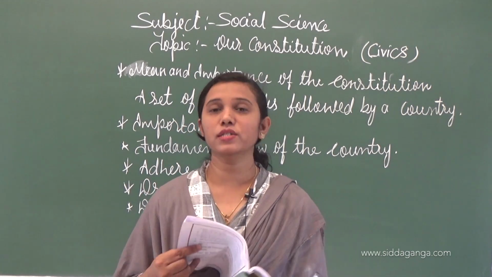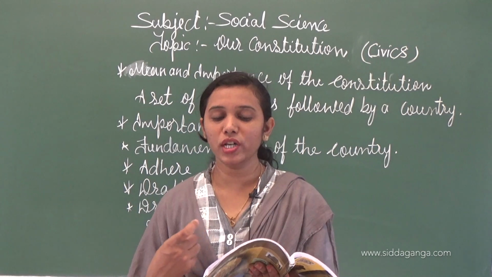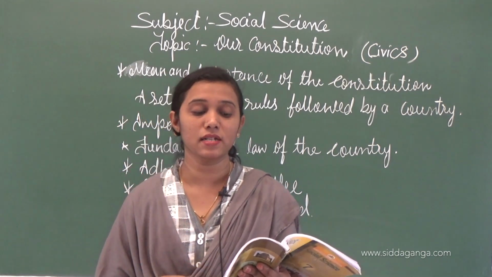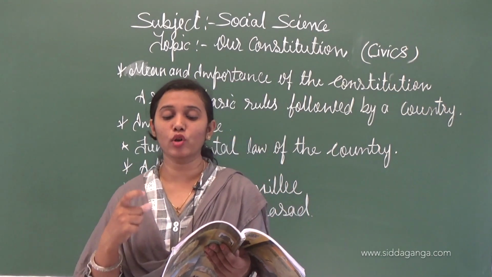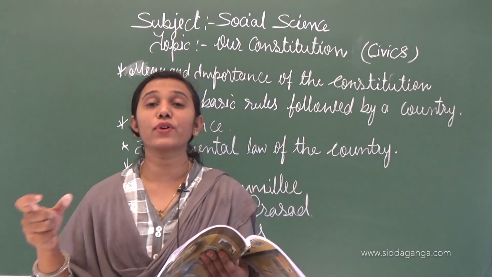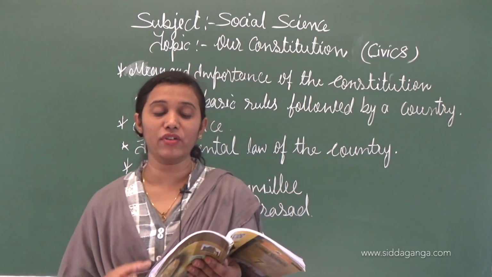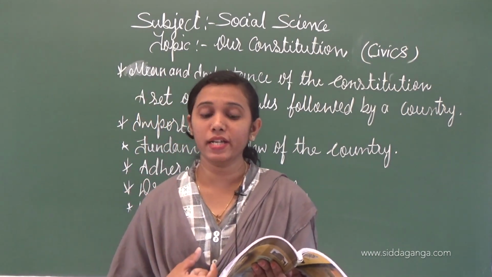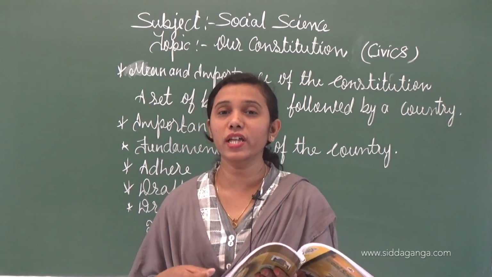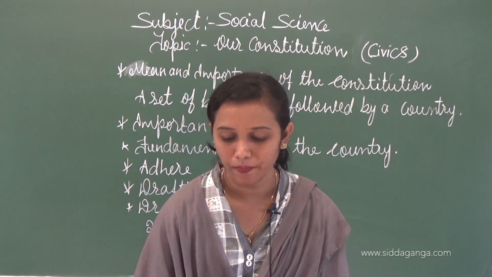The members of the Constituent Assembly verified the draft constitution and proposed 2,473 amendments. The proposed amendments and the draft constitution were discussed in detail in the meeting of the Constituent Assembly. Hence it took 3 years for the constitution to have a final shape. Dr. B.R. Ambedkar was the Law Minister of India from 15th August 1947 to 26th January 1950.